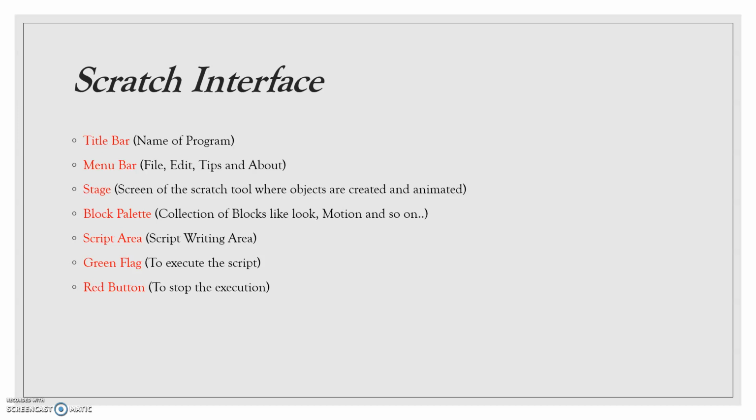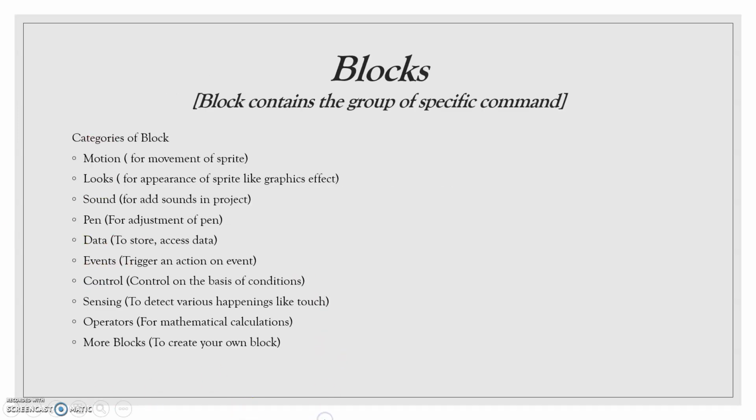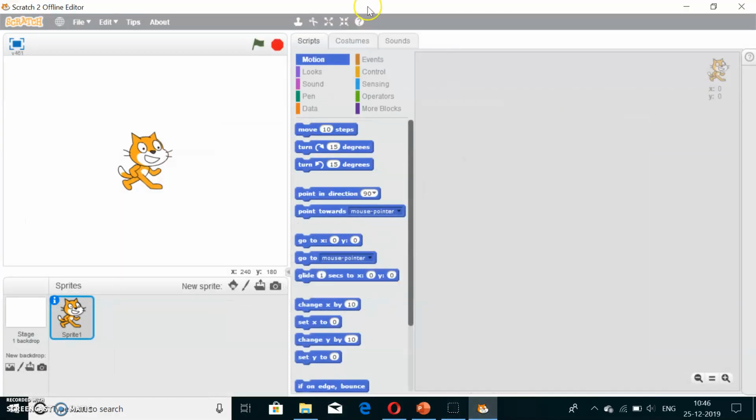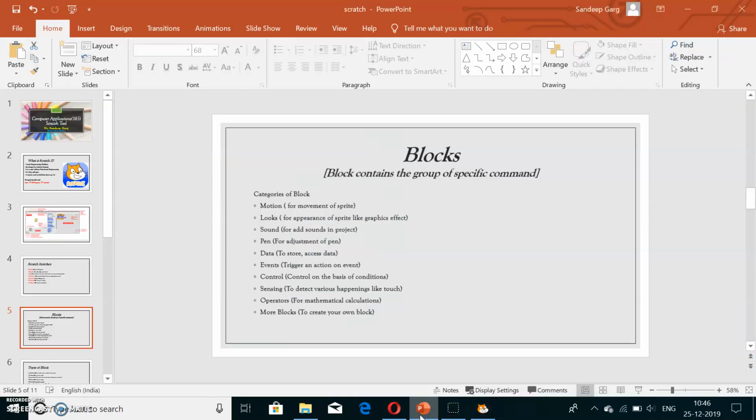Firstly, the Scratch interface that we discuss now. It includes the title bar, menu bar, stage, block palette, script area, green flag and red button. Title bar, what is it? It is the name of the program. Title bar is on the Scratch tool area, where the name of the tool is given, that is Scratch 2, or where the name of the program will be given. That is the title bar.